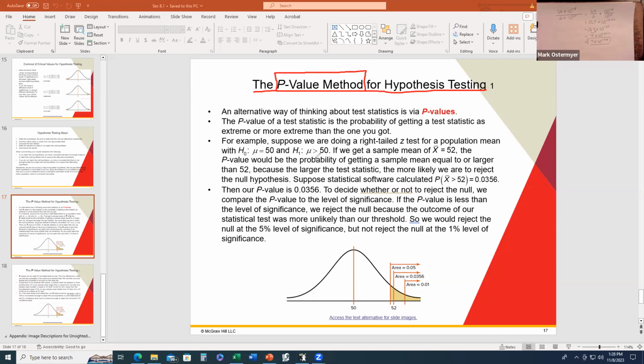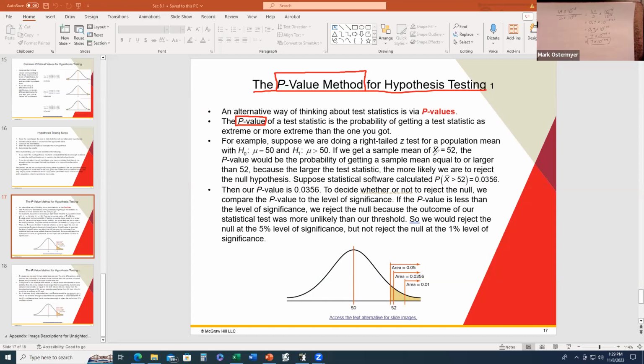And a p-value, ladies and gentlemen, is a probability. It's a probability. And when you conduct a hypothesis test, your calculator reports what's called a p-value. Right? For example, suppose we are doing a right-tailed z-test for a population mean, where these are our hypotheses that we're testing. The null hypothesis that says the population mean is equal to 50 versus the alternative that says no, the population mean is greater than 50.